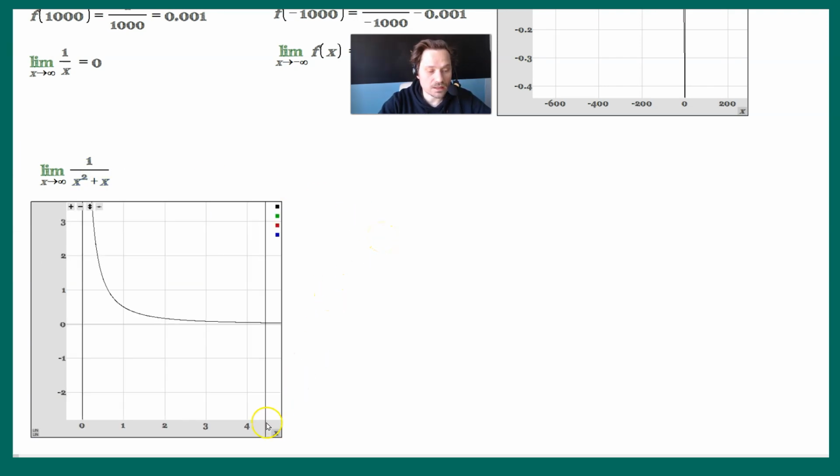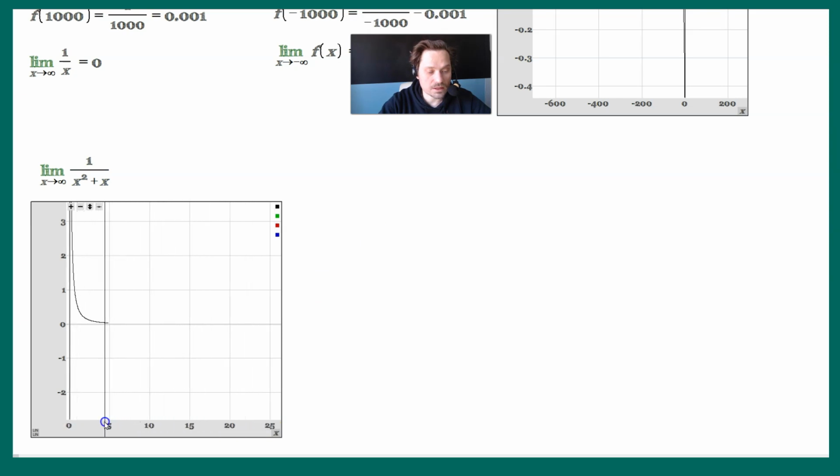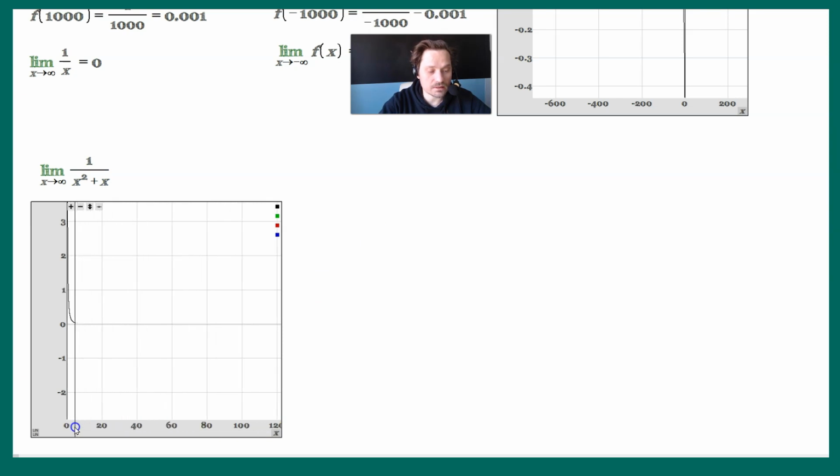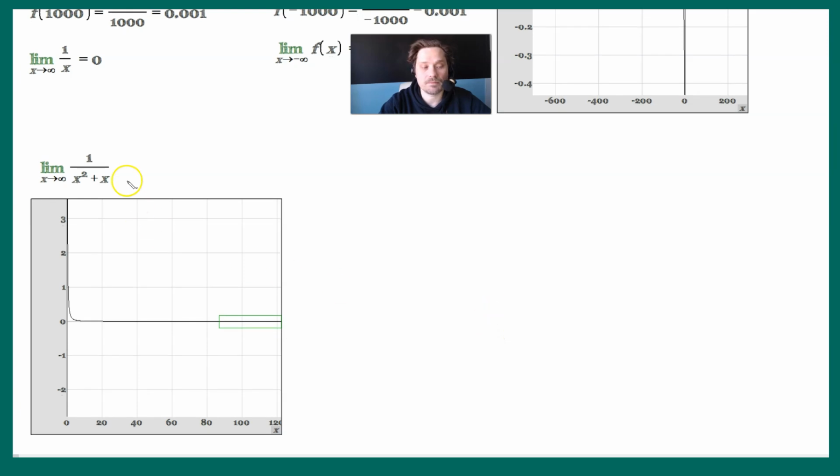At first it looks like this, and then you kind of scrunch over it this way to show bigger values of x. And you see this graph actually looks pretty much like the previous graph in terms of the behavior of the function at positive infinity. In other words, it's 0 in the limit. You're looking at what happens to the y-coordinates out here. Those y-coordinates are getting smaller and smaller towards 0. So in other words, you would answer the question by saying that the limit as x approaches positive infinity of 1 over x squared plus x is 0.